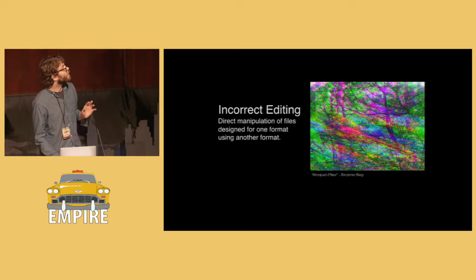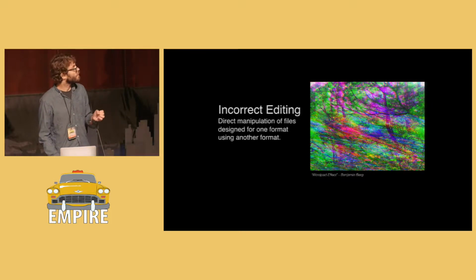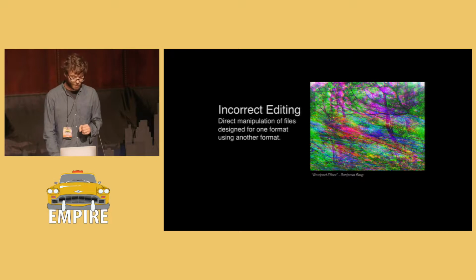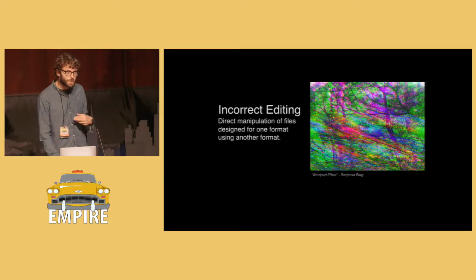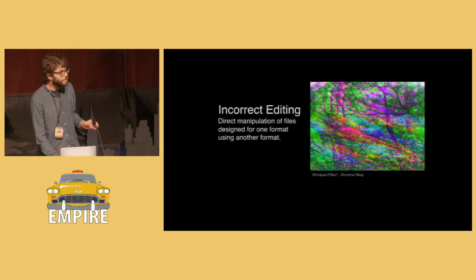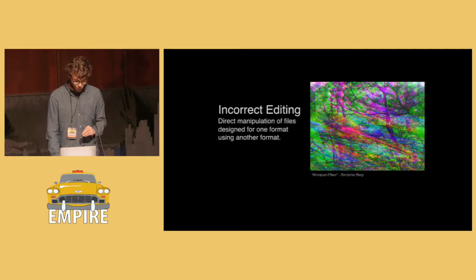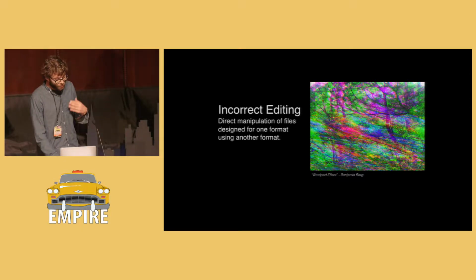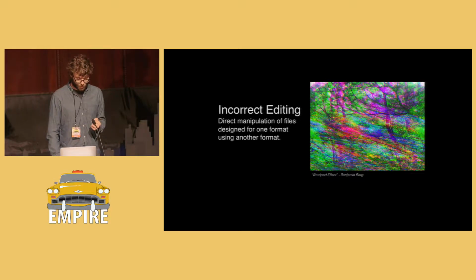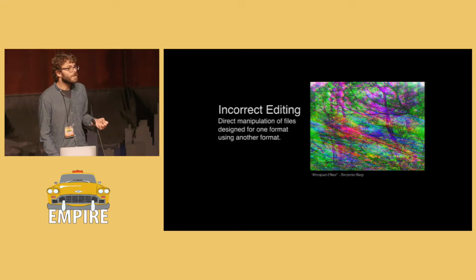There are three broad categories that have been devised. There's an artist named Benjamin Berg, there aren't a lot of people that do this, but he seems to be someone that put a lot of stuff on the internet talking about these different ideas. And he created three different categories. The first is incorrect editing, which is directly manipulating a file designed for one format in another.